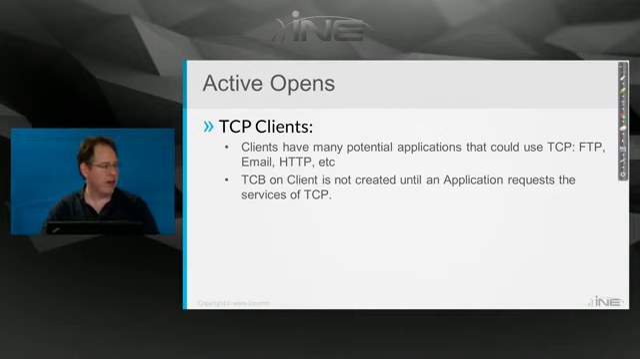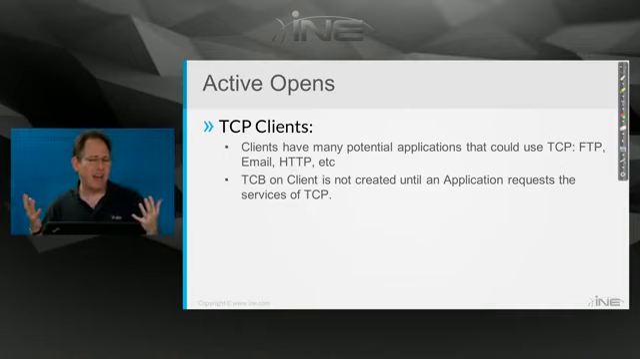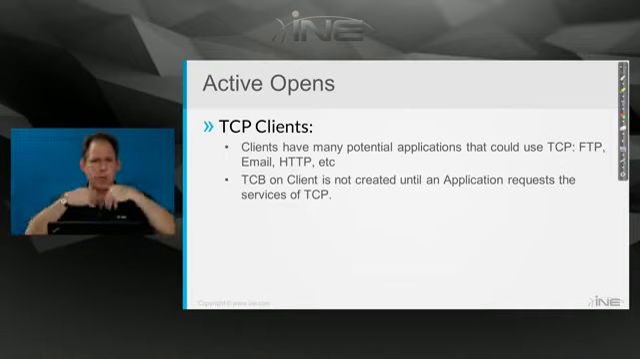As it says here, the transmission control block is not created until the application requests the services of TCP. Because let's think about your laptop for a second. Your laptop has lots of different applications in it that could potentially use TCP. If you really thought about it, there's probably dozens of applications that just come standard, pre-packaged with Microsoft Windows that can interact with TCP. Not to mention all the potential ones you could download from various locations and stuff.